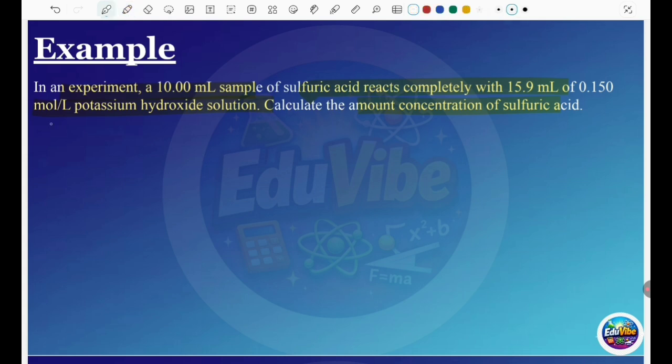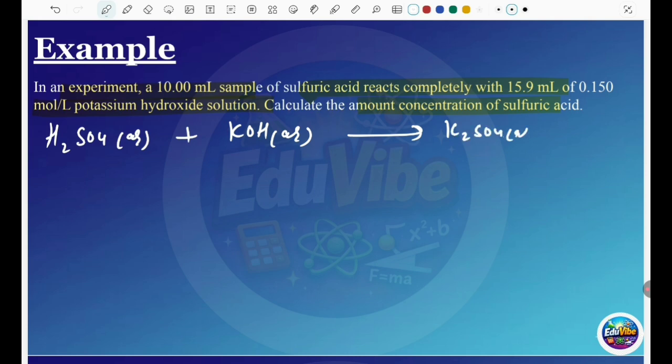So we have to write the equation. H2SO4 aqueous reacts with KOH, which is aqueous, and will give you, so it's a double displacement, K2SO4 aqueous plus H2O, which is liquid. So it's balanced in this equation, with a 2 over there and a 2 over there. Done. So what things do we have?